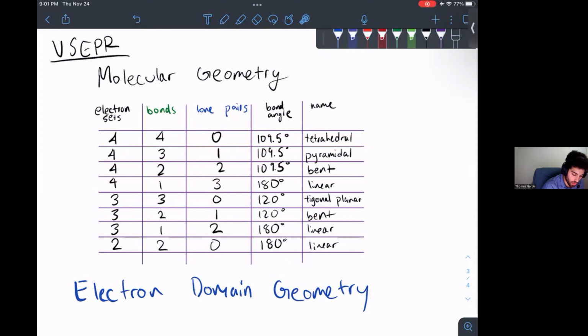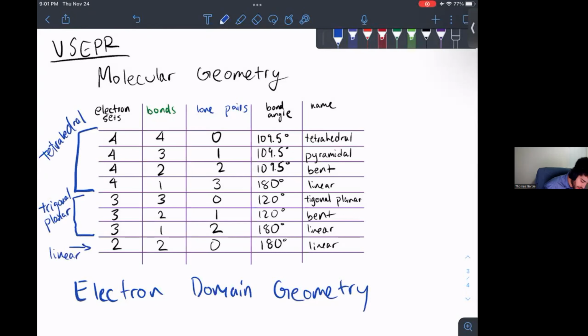To give the quick, short answer to any question you may have: all of these right here are going to be tetrahedral, all of these right here are going to be trigonal planar, and this is still going to be linear. And that's just the breakdown.